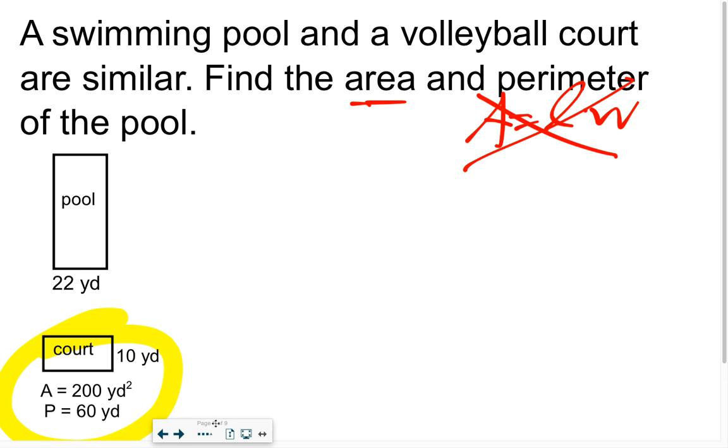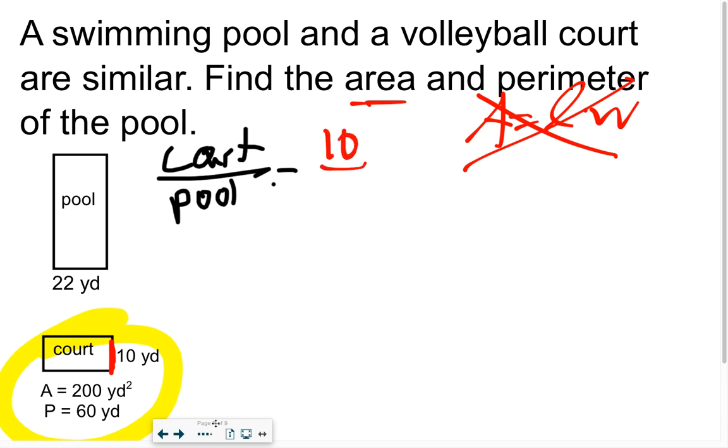So again, here's what we're going to do. I'm going to come over here, and I'm going to do the ratio of the court to the pool. Yes, you're allowed to put C over the letter P if you'd like. And I'm going to do the ratio first of corresponding sides, which means I'm going to do 10 over its corresponding side of 22. Now, before I do anything else, I'm going to simplify that ratio, which gives me 5/11.